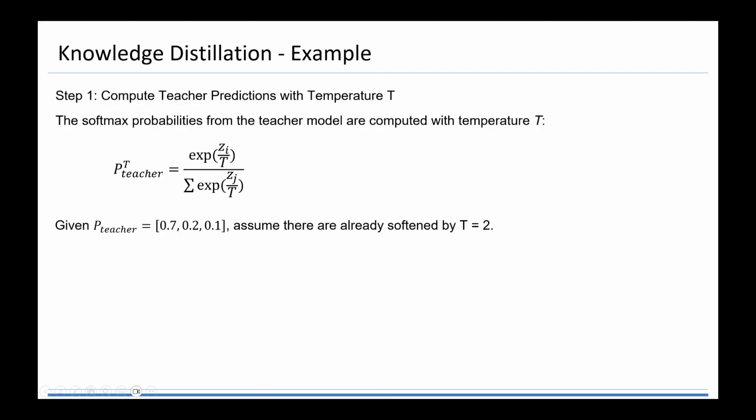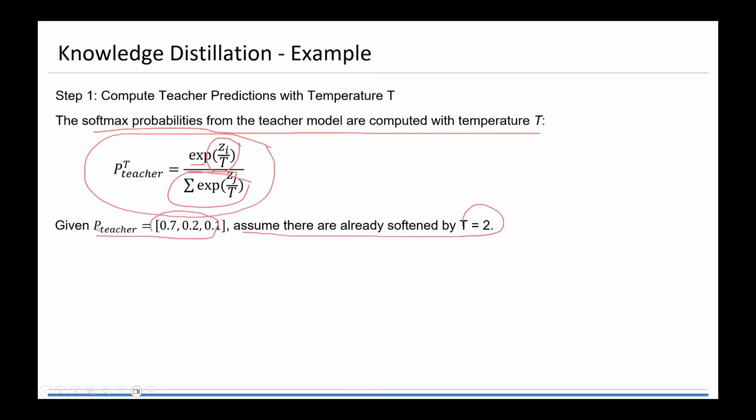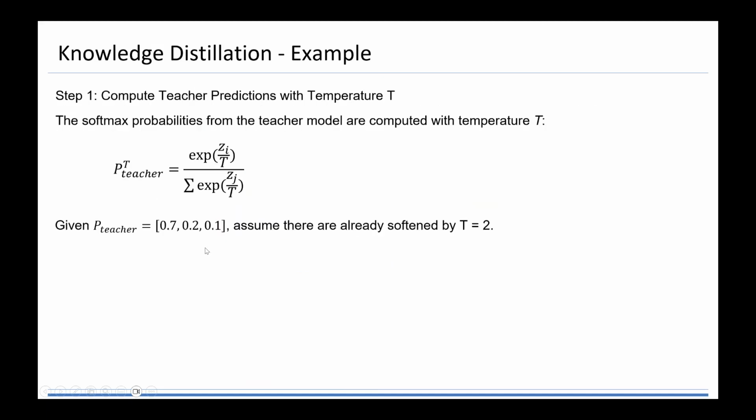Now, at first, you need to compute the teacher predictions with the temperature T. It means we can do the softmax probabilities from the teacher model that are computed with the temperature T, using the formula that I explained before. We use the exp of Zi divided by T, divided by the sigma of exp Zj divided by T. So if we have the teacher 0.7, 0.2, 0.1, assume they are already softened by T equals 2. Okay. Yeah, so we have this value, so we can just calculate.